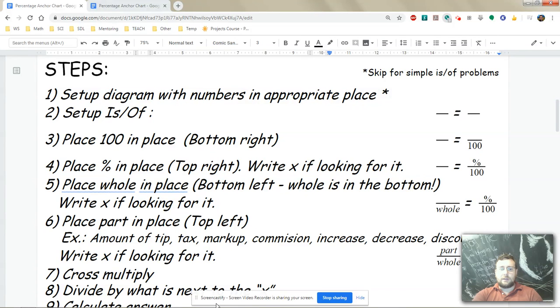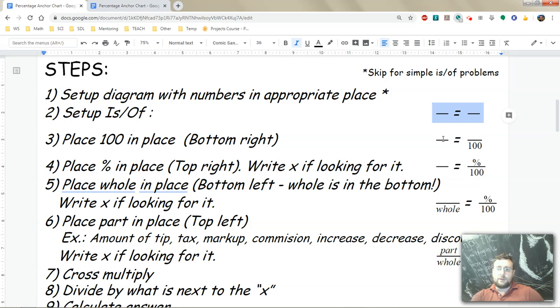Hi, so in this video, I'm going to talk about the steps that you can take to solve percentage problems. I always start by making a diagram to help you visualize the problem, a diagram like the ones that I discussed in the previous video. Then I do a setup for the is-of, which is kind of like putting two fractions separated by an equal sign, and immediately put the 100 on the right side on the bottom because it always goes there.